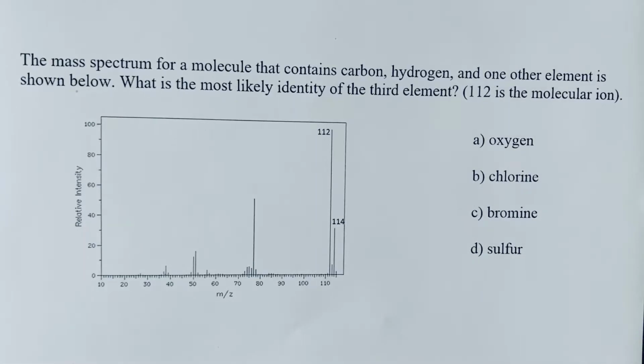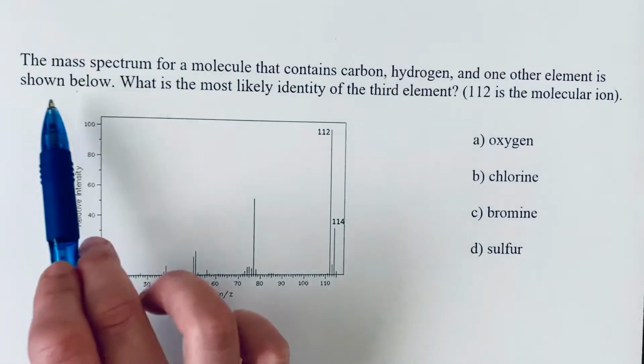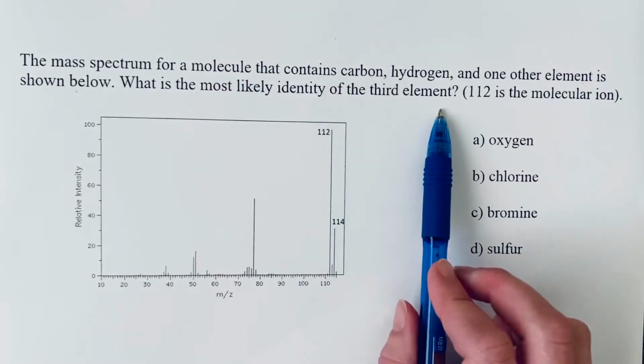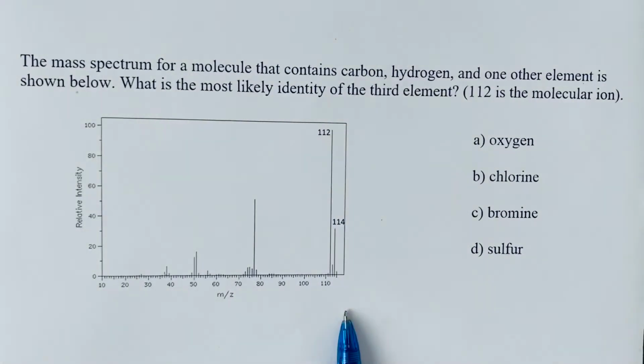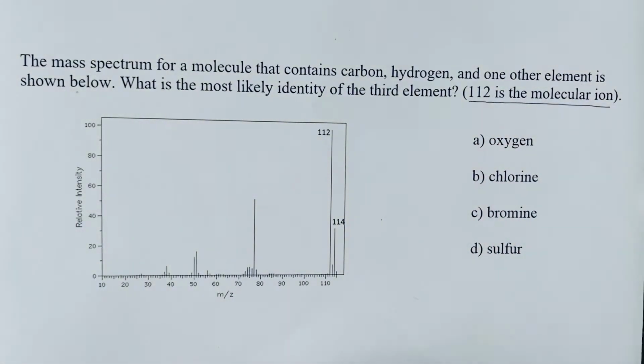The mass spectrum for a molecule that contains carbon, hydrogen, and one other element is shown below. What is the most likely identity of the third element? And we are given the mass spectrum. We've got two labeled peaks here. And of those two, we are told that 112 is the molecular ion.